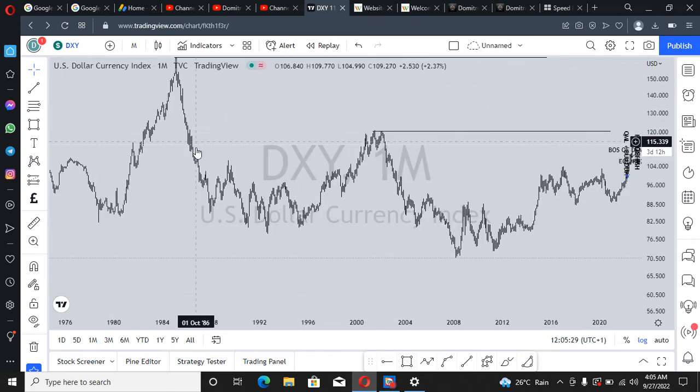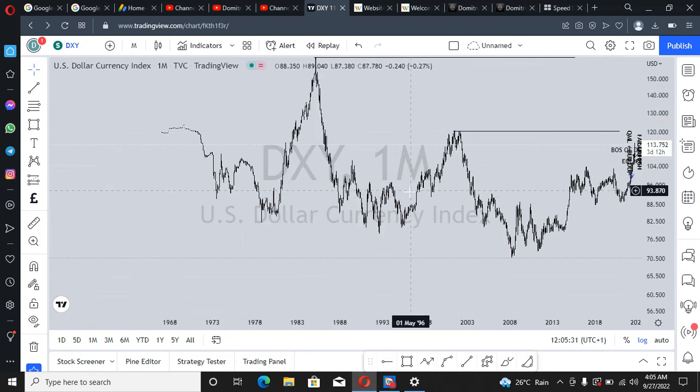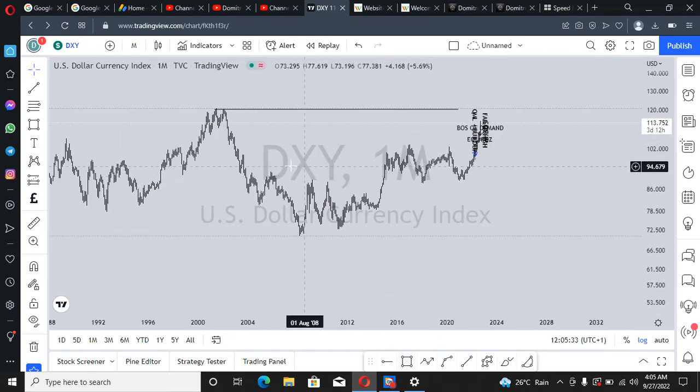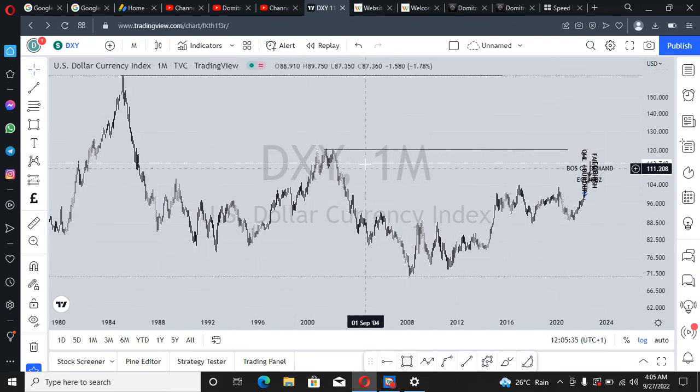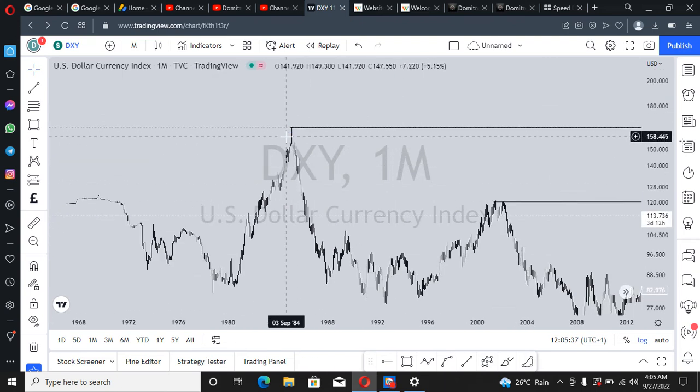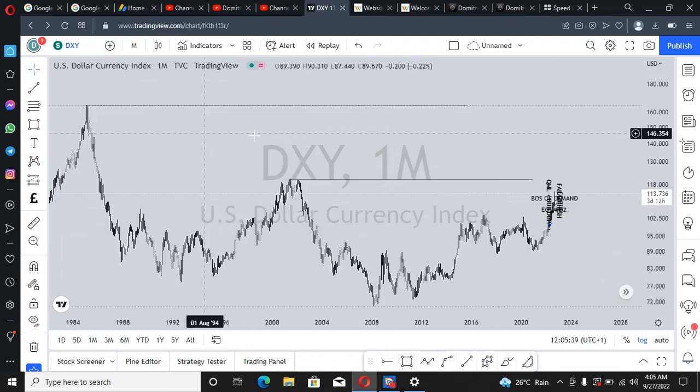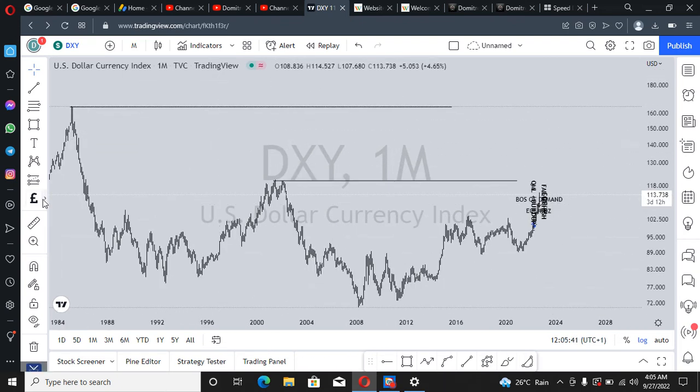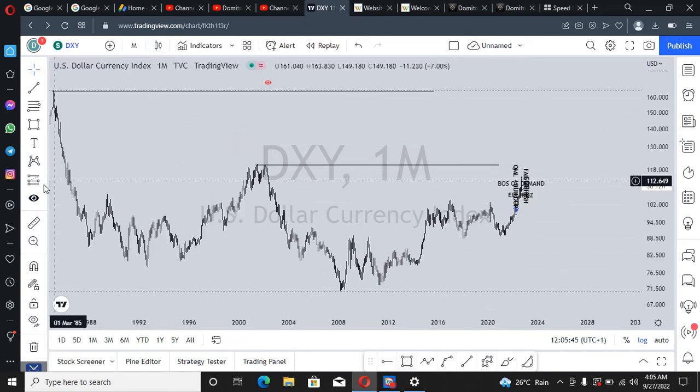You can see how many see this. There's nothing there. You can see this is a range market right here. Okay, so we have that high to be taken out and that of 1985 to be taken out. So that is going to be a tough thing for us right here.